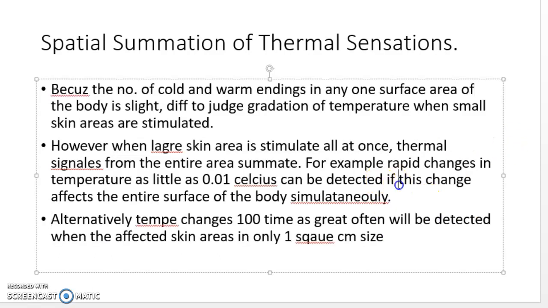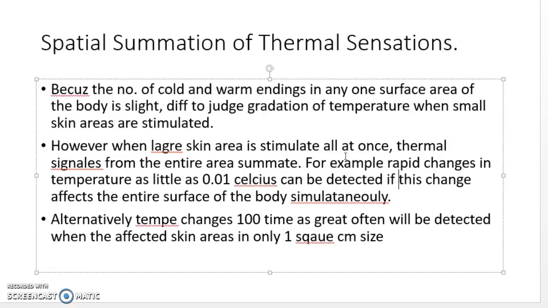It can be divided into, over here we have the large skin and above we have small skin. Because the number of cold and warm endings in any one surface area of the body is slight, it is difficult to judge gradations of temperature with small skin stimulated. However, when large areas of skin are stimulated, thermal signals from the entire area summate. So a rapid change in temperature as little as 0.01 Celsius can be detected if this change affects the entire surface of the body simultaneously. Alternatively, temperature changes 100 times as great often will not be detected in only 1 square centimeter.